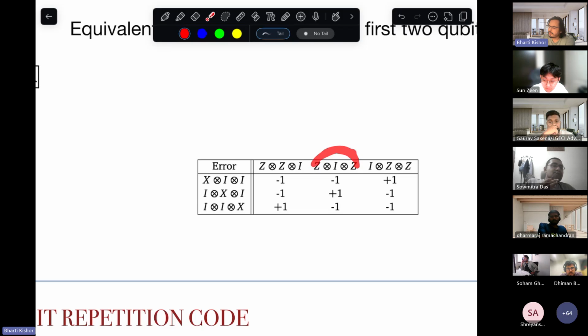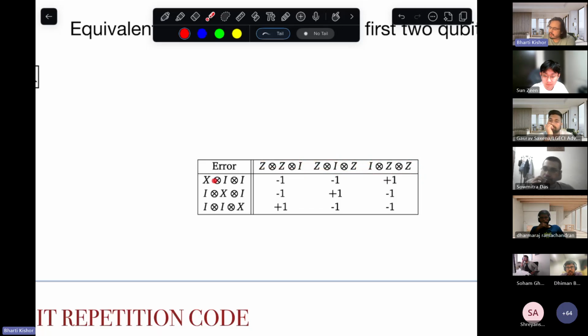First and last qubit will give you -1. On the other hand, second and third qubit, it will give you +1. Why? Because in both of these cases, the first qubit is involved, but here the first qubit is not involved. There is identity.